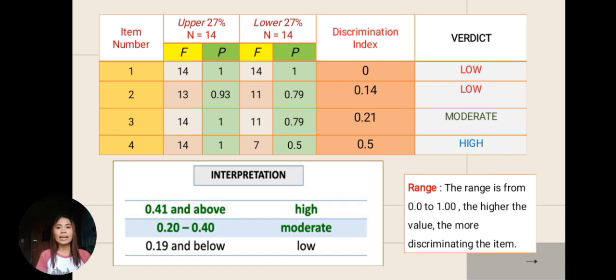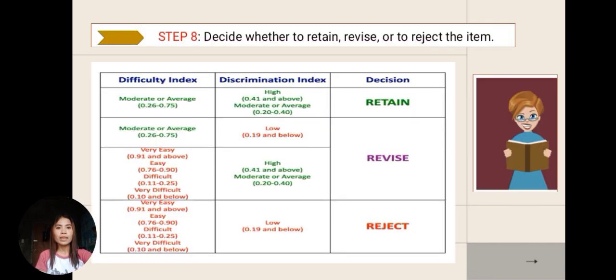Note that in assessing our future students, we need to use items that have high DI values, or high discrimination index values, in the test. Those are the items testing higher cognitive thinking abilities such as comprehension, application, and problem solving. So, here comes step 8.